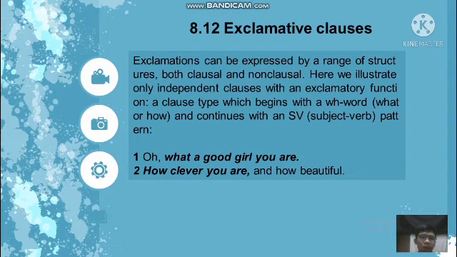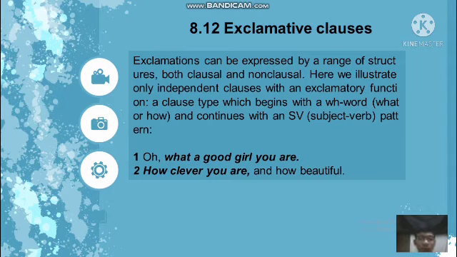Second is, how clever you are. As you can see in the examples, you will create an independent clause with an exclamatory function. It begins with a WH word and continues with an SV pattern. WH, what, and then we have the subject, then the verb, same as in how clever you are. How is our WH word, then clever, then you is our subject, then are is our verb.